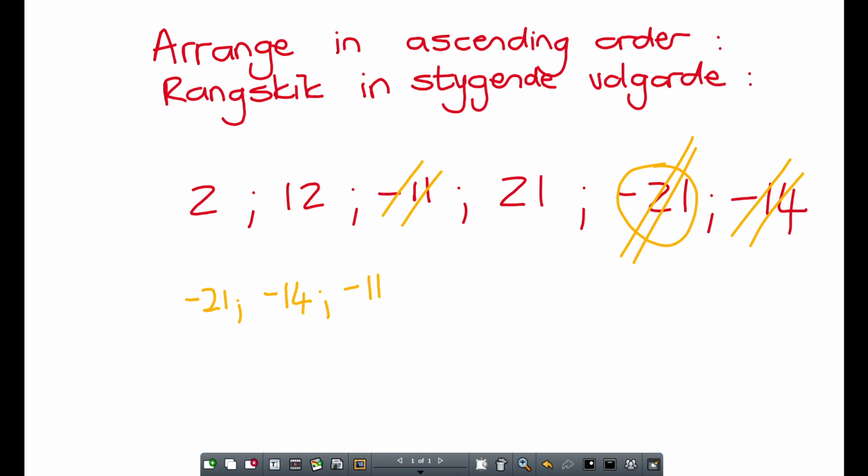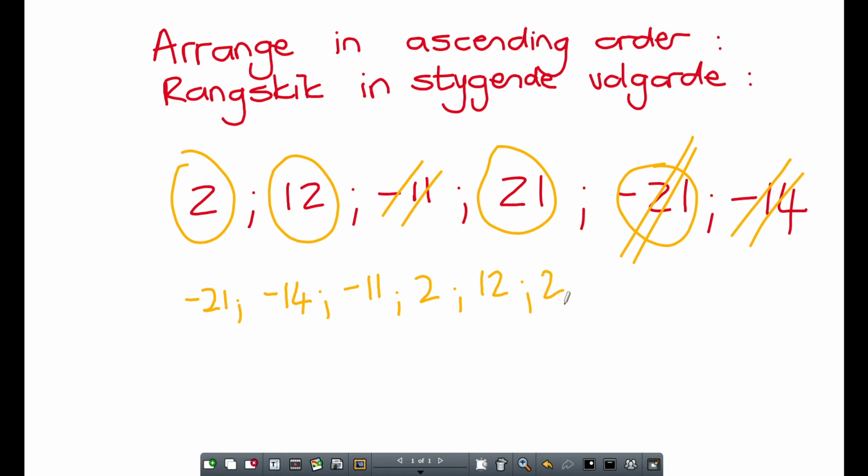Alright. Al my negatiewe getalle, nou bly daar net oor, now I've only got positive numbers, 2, 12 and 21. So the smallest one there will be 2, and dan is it 12, en dan 21. Right. Jy maak so, is jy reg?